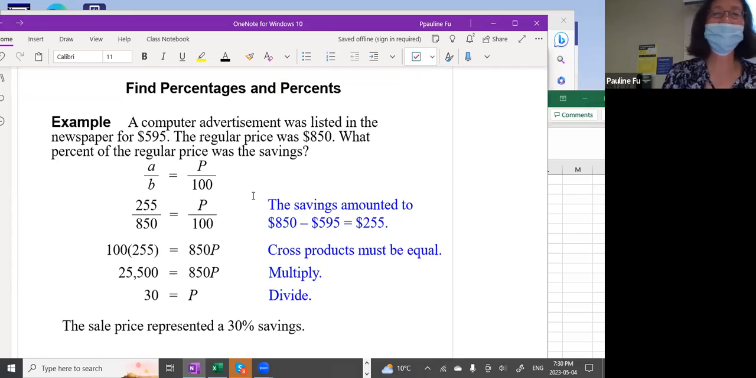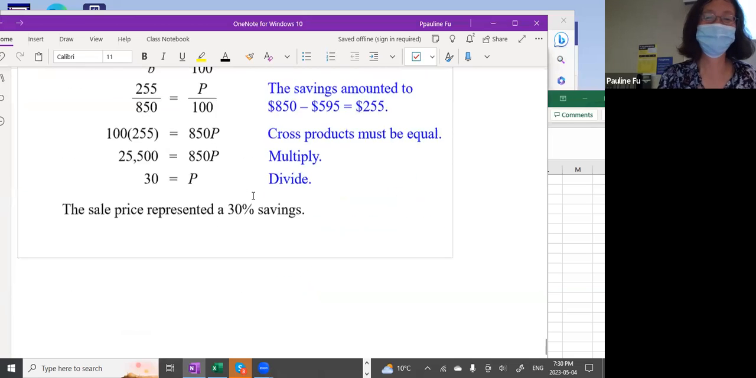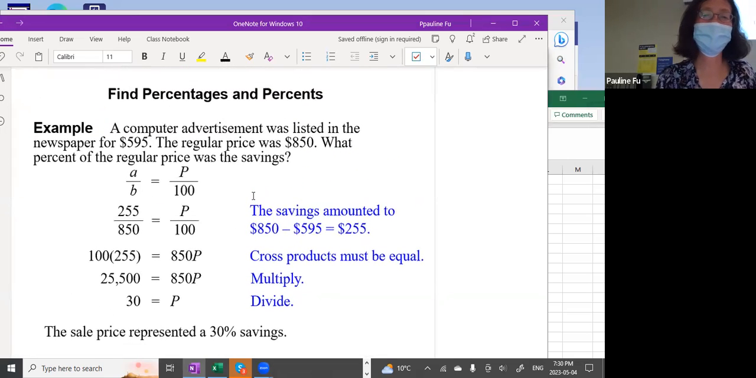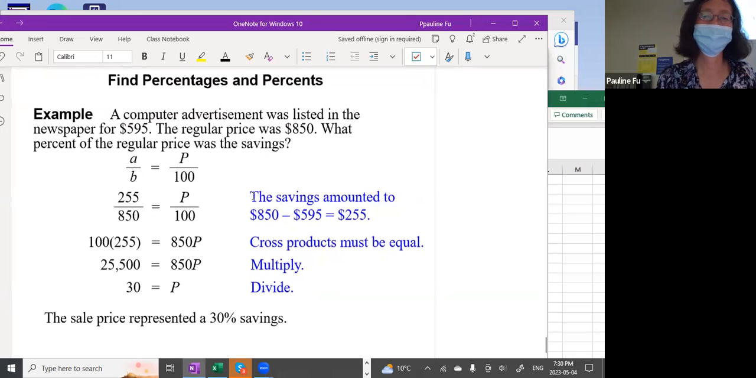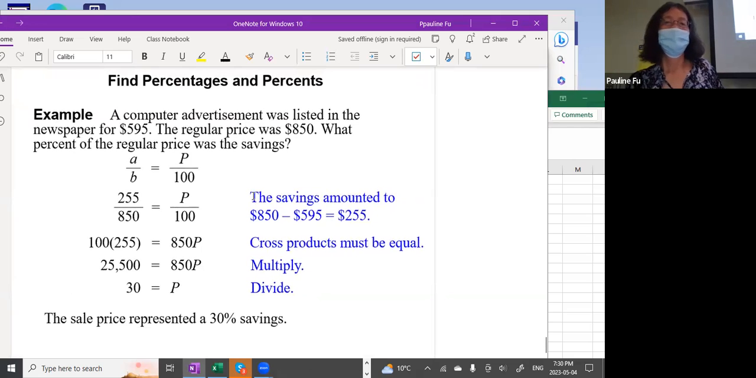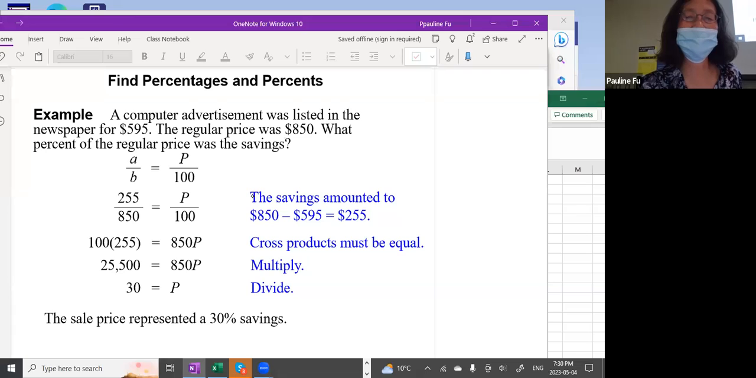A computer advertisement was listed in the newspaper for 595. So our computer is 595. The regular price is 850. What percent of the regular price was the saving? First, let's understand the question. Our computer's regular price is 850, it is on sale, now it just costs 595. How much do you save? 850 minus 595, you save $255.